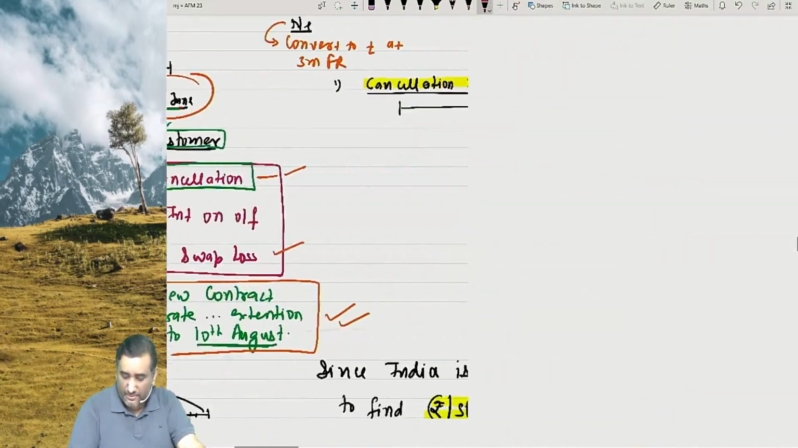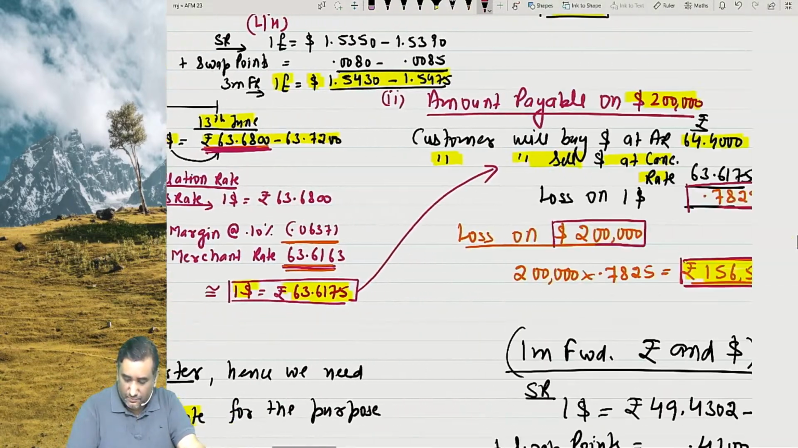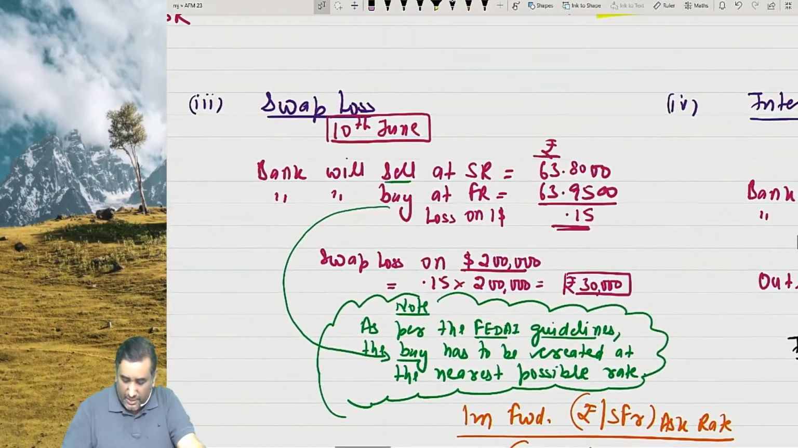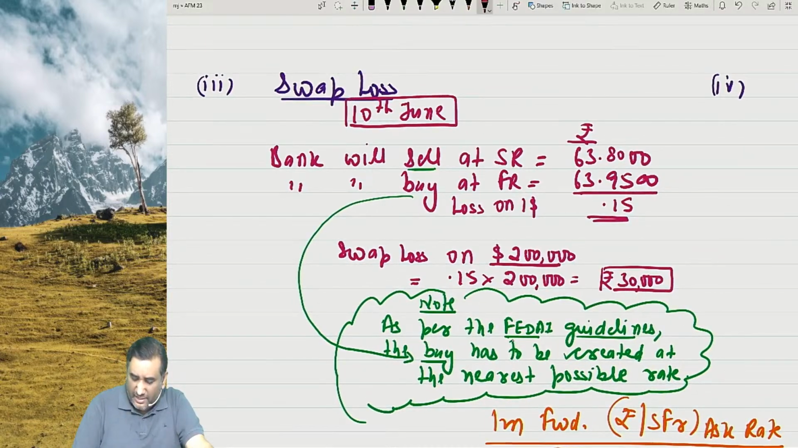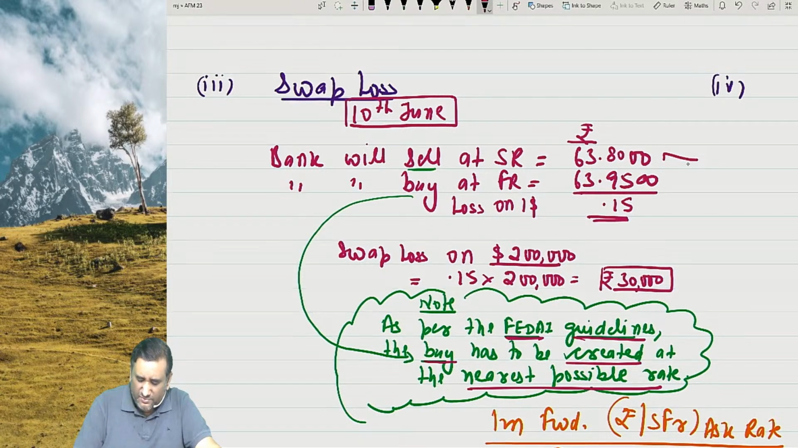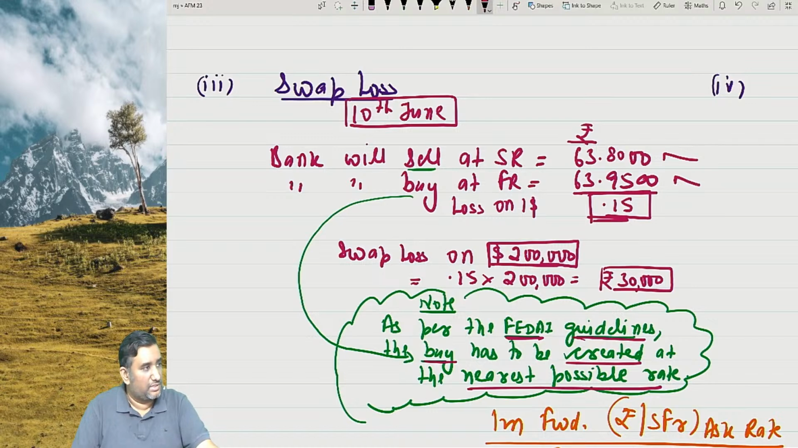If I look at the swap transaction, third point, swap loss. I've written here also, as per the FEDAI guidelines, the buy has to be created at the nearest rate possible. In this question it is mentioned, even if it would not have been mentioned, still I would have done the nearest rate possible. It's 63.8000 minus 63.9500. 0.15 into how many dollars we had? On $2 lakh. That's the swap transaction. It has to be the nearest rate possible.